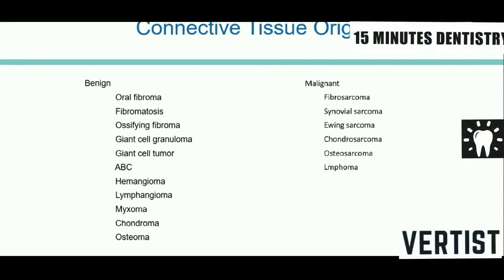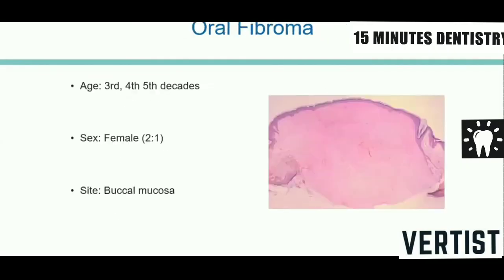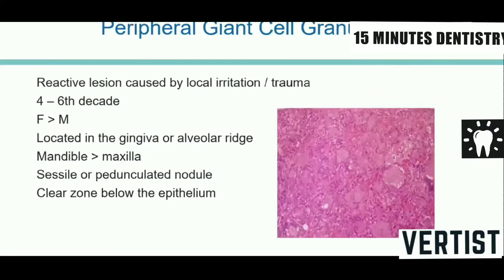We move on to the connective tissue, tumors of the connective tissue origin, which can be classified into benign and malignant. Among the benign, the most common is an oral fibroma, which appears as an epuloid growth on the gingiva, more common in the females, and also it is present on the buccal mucosa and seen as fibrous tissue overgrowth.